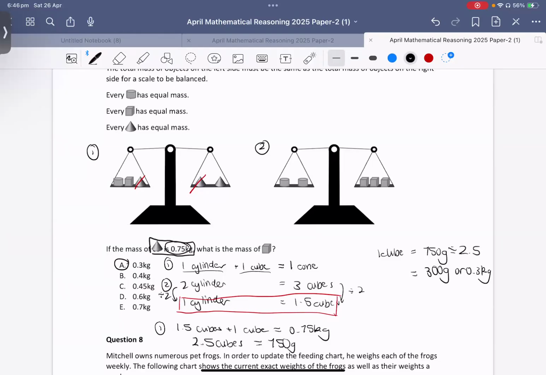So what we do here is, first step, with a scale, eliminate what's common on both sides. And then I like to write things out. You might not like to do that, but I just like to have things clearly written in terms of what I know, so I can work out what I need to find out.